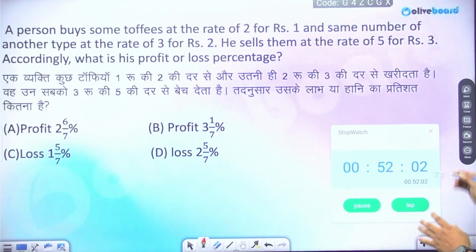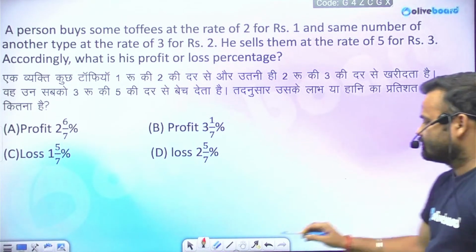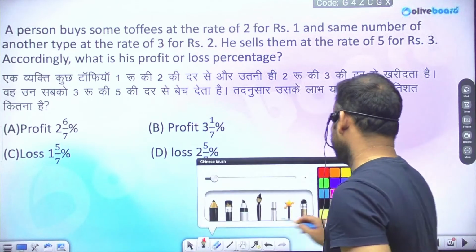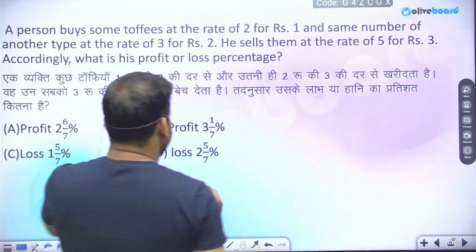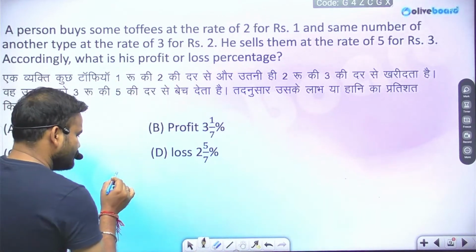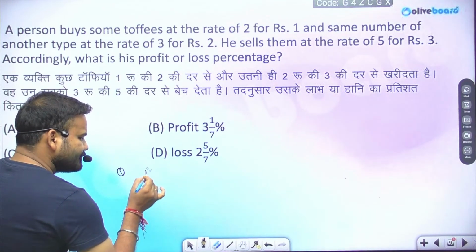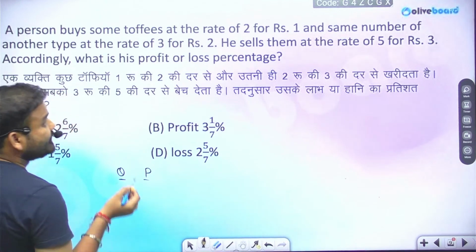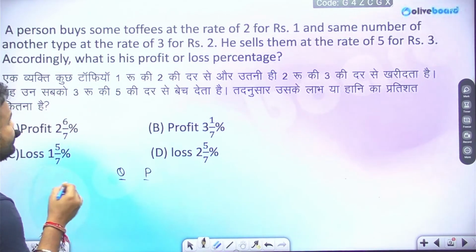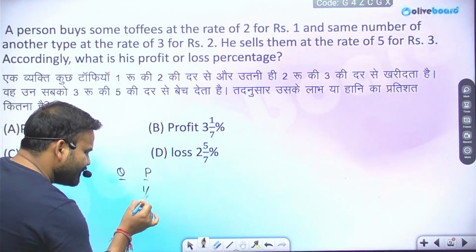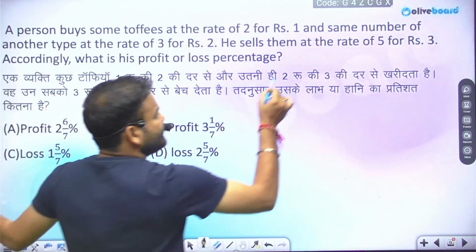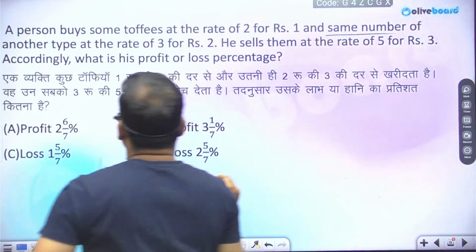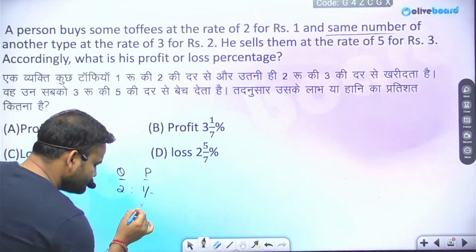It's a question of profit and loss. The question says a person buys some toffee at the rate of 2 for a rupee. This is quantity and this is price. He bought some toffee at the rate of 2 for a rupee. For rupee 1, he's purchasing 2 articles, and the same number of toffee at 3 for rupees 2.